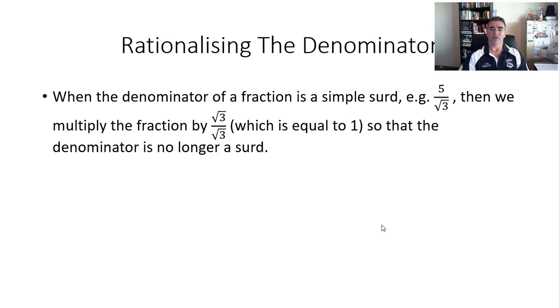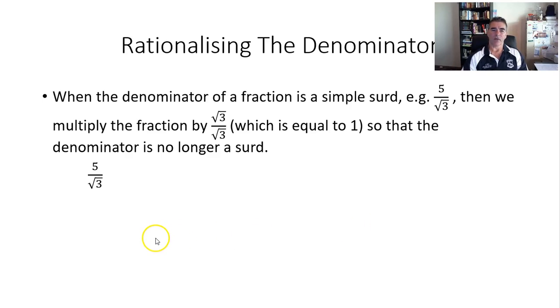When the denominator of the fraction is a simple surd, for instance 5 over root 3, then to make that denominator a rational number, we have to multiply it by root 3. But we can't just multiply the denominator by root 3. We've got to do the same with the numerator. In other words, we're going to find equivalent fractions. We're just multiplying it by 1 in reality, but we're going to have a look at what it looks like once we change it. That way we don't want the denominator to be a surd anymore.